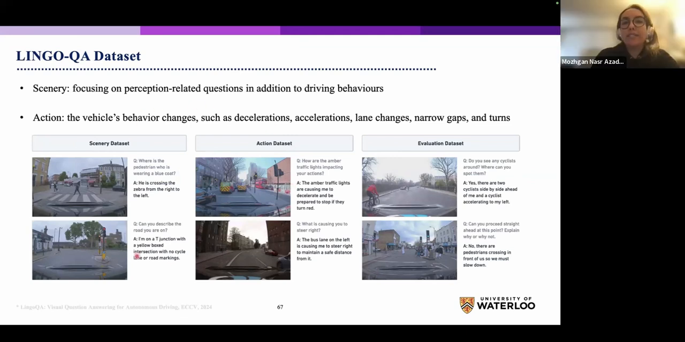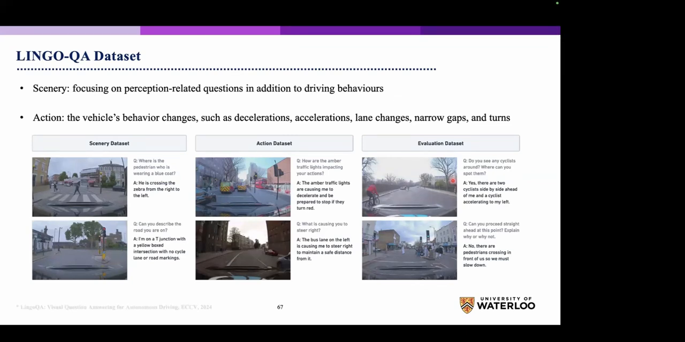Would those be the same language model, or would they be trained separately? So the scenery and action datasets are the training data sets. What you can do is train only on scenery, only on action, or on both of these data sets. But the evaluation data set contains samples from both tasks, both perception and action and justification.